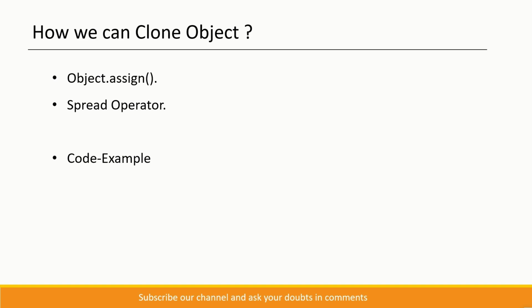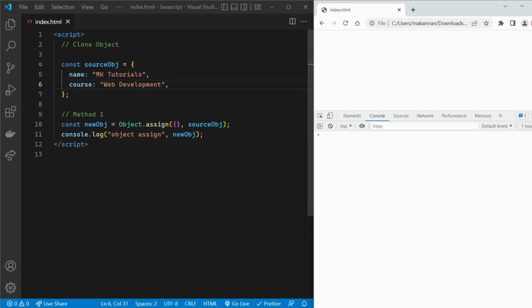Let's see this in code. Yeah, this is the example. Here I declared a source object with some random key value pairs. Inside the source object we can see name and course, two key value pairs. We implement the object clone in method 1. In method 1 you can see I am using Object.assign.